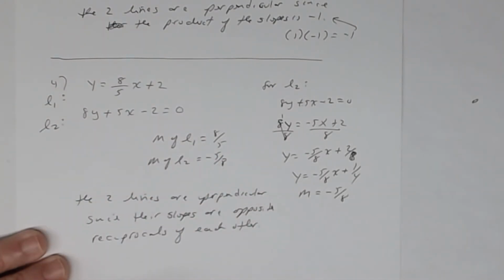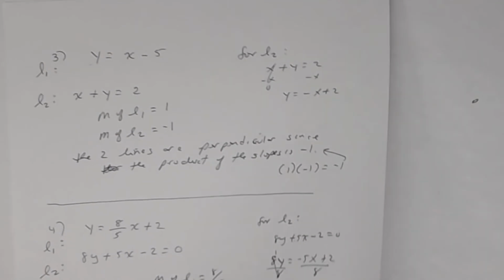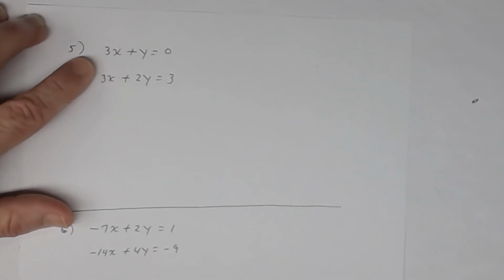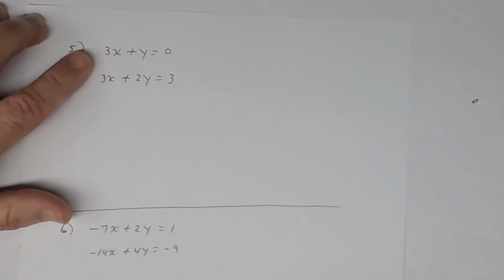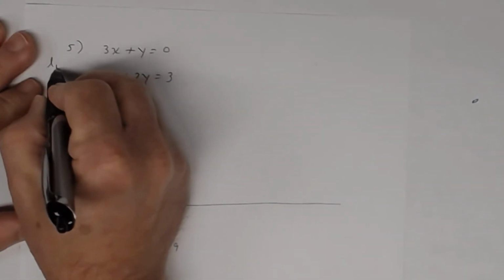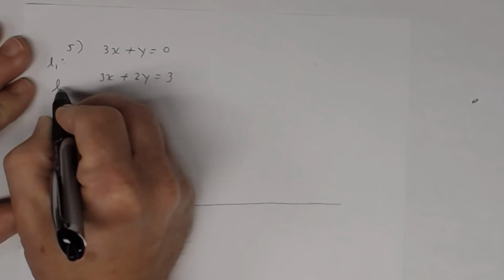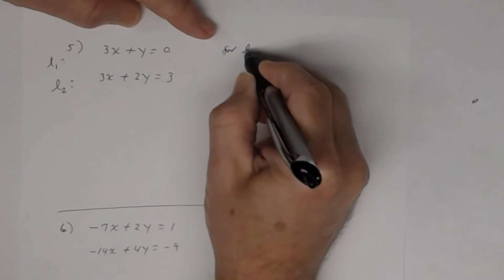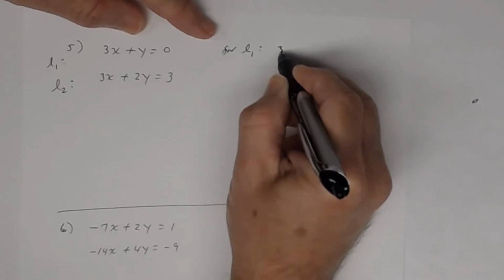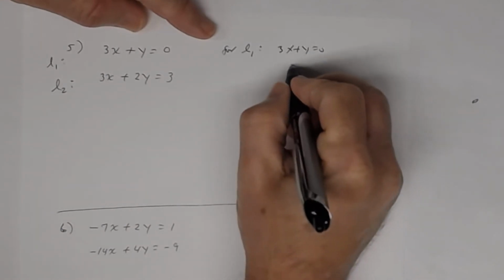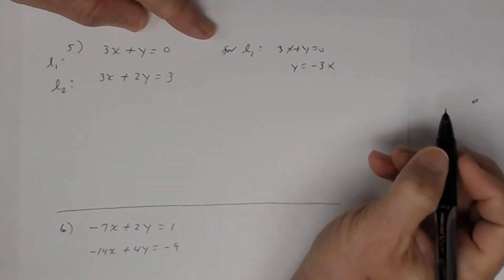8/5 times a negative 5/8 is negative 1. All right, that's number 4 rather. Let's go number 5. So it's very simple, not difficult at all. Now in this case, you have to do both. For both equations, you have to get this in slope-intercept form. So let's go ahead and denote this as line 1, and this will be line 2. So for line 1, which was this, 3x plus y equals 0, if I get this in slope-intercept form, I get y equals negative 3x, and that's all I have. All right.